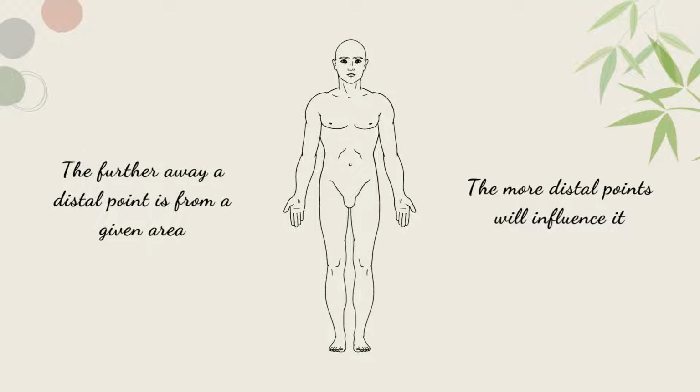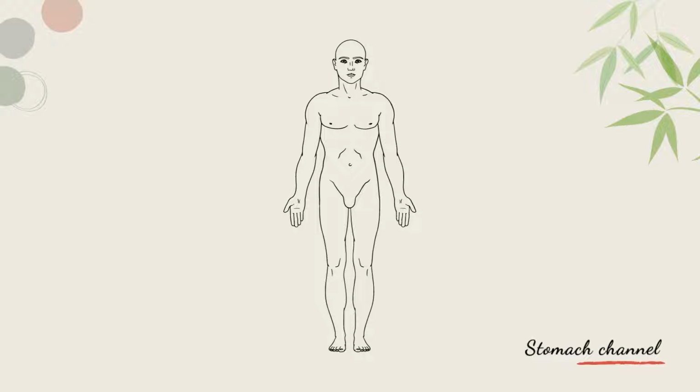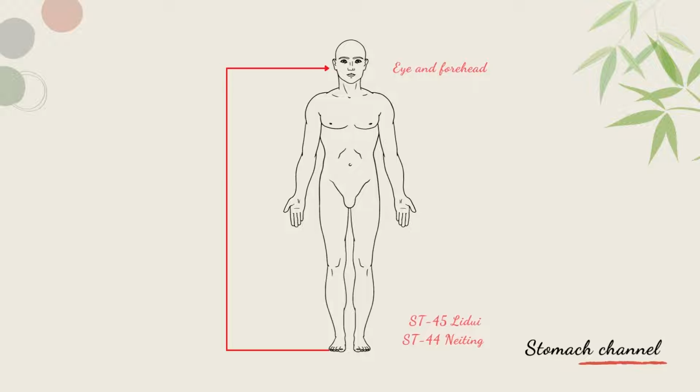Finally, with regard to the local area affected by distal points, there is an important general rule: the farther, the further. It means the further away a distal point is from a given area, the more distal points will influence it. For example, if we take a long channel such as the stomach channel, Li Dui and Nei Ting will affect the other end of the channel, the eye and forehead.